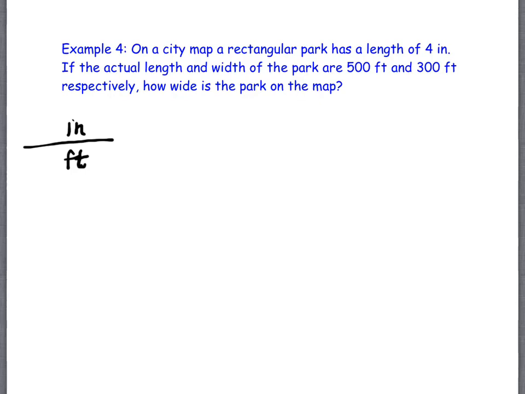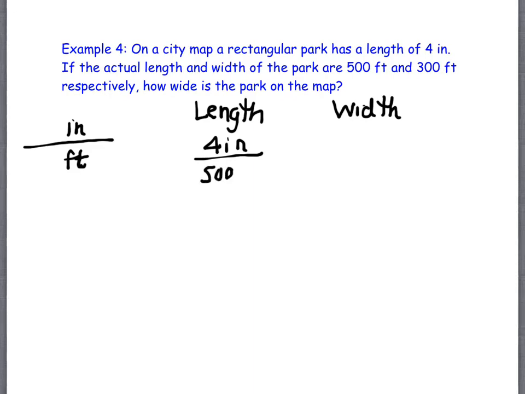Okay, so if that's what we're going to do, that means that we have to divvy up our length versus our width. So I'll make my length on the left and my width on the right. Is everybody following that? Okay. So what is the length of the park in inches on that map? 4. What is the length in real life? 500. What is the width on the map? We don't know, so we'll call it X, or whatever letter you like would be fine. What's the width in real life? 300 feet.